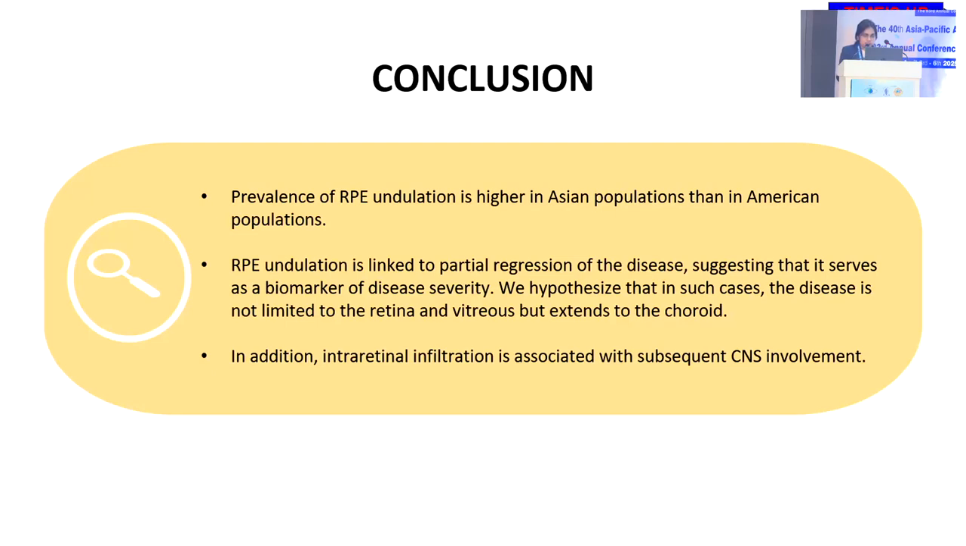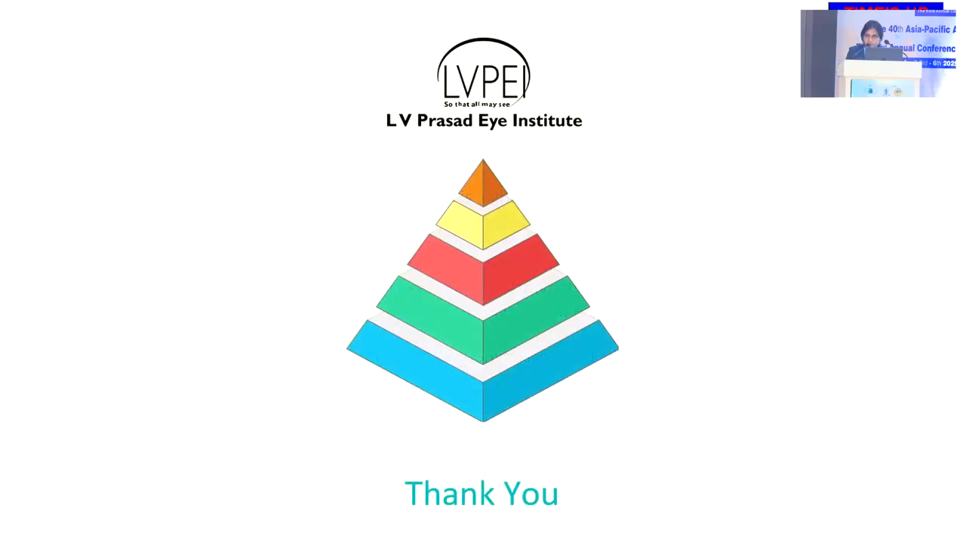And the key OCT biomarker, that is RP undulation, which we were assessing in our study, is linked to the partial regression of the disease, suggesting that the disease is not limited to the retina or vitreous, as the name suggests, the primary vitreoretinal lymphoma. However, it extends to the choroid also. In addition, in our study, we found that the intraretinal infiltration is associated with the subsequent CNS involvement. Thank you for your patient listening.